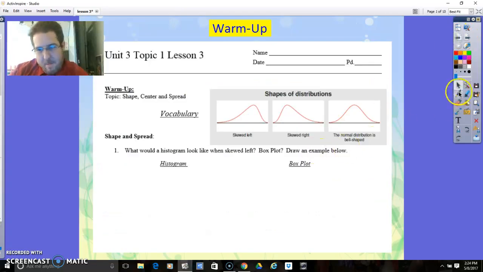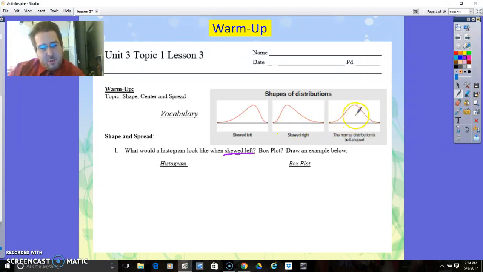All right, so getting back to the warm-up, we're going to talk about what would skewed left look like. So this is skewed left. Remember, a skewed left means that the tail goes out to the left and the majority of the data is on the right-hand side. Skewed right is when most of the data is on the left-hand side. So it's kind of opposite of what you would think it is.